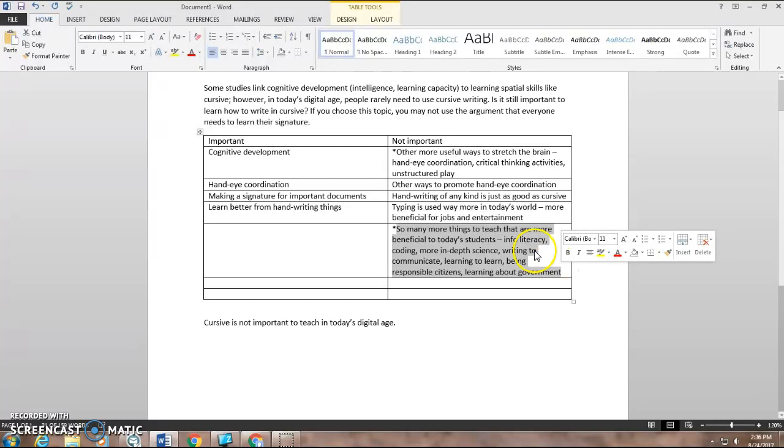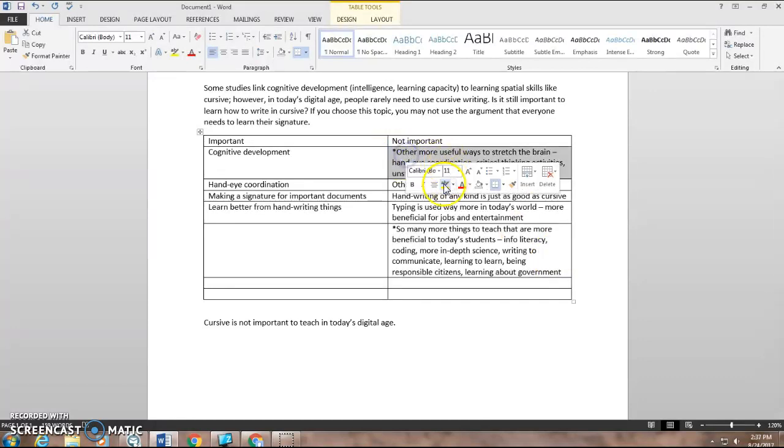So I think that this could get really into some kind of overused, overworked, what's wrong with education today sort of arguments. I don't want to go down that road that's been done before. So ultimately I decided to choose this one. There are other more useful ways to stretch the brain. So this is going to turn into a topic.